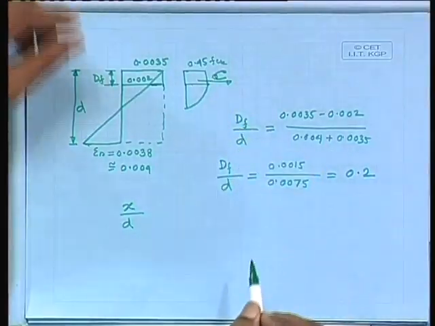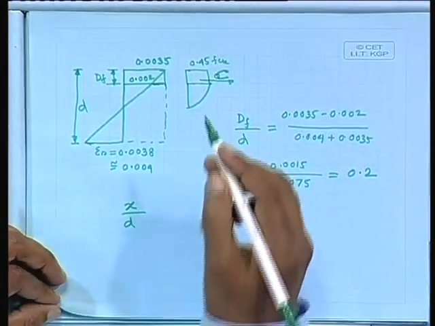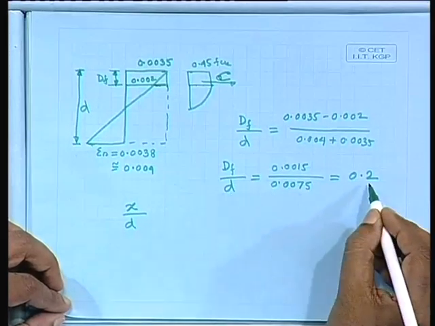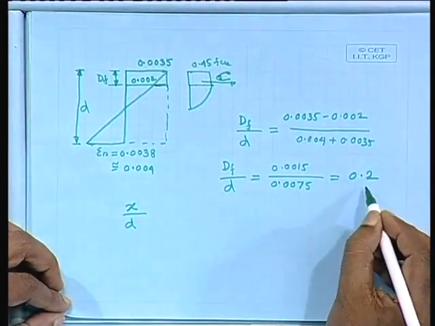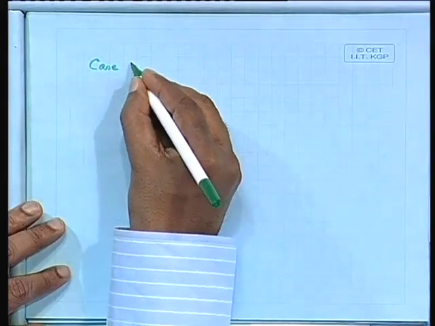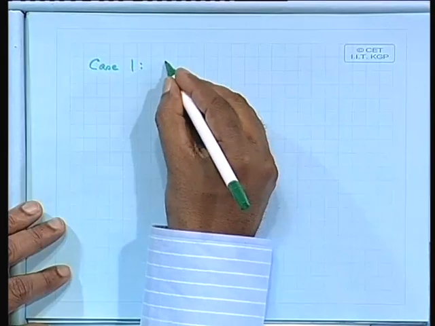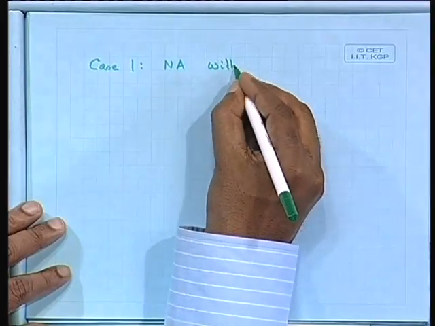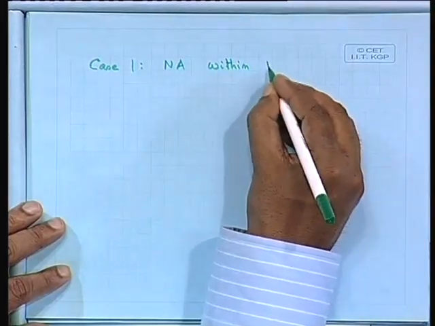So, we shall solve a few problems, but before that let us derive which formula we should use. So, this dF by d equal to 0.2 is an important parameter to check whether the neutral axis is within the flange or within the web. So, case 1, neutral axis within the flange.